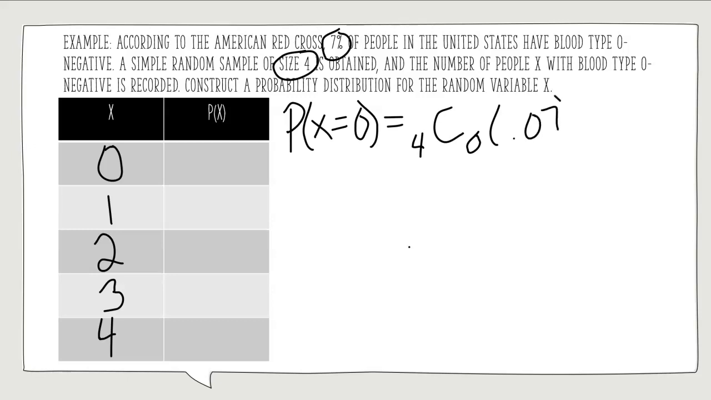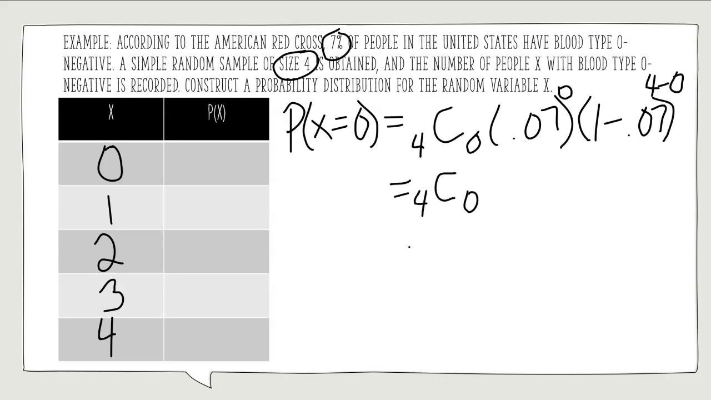0.07, and that would be raised to the x power. In this case, our x is 0. And then we would do 1 minus 0.07, raised to the n minus x, which is 4 minus 0. So we would do 4 choose 0, times 0.07 raised to the 0. Anything raised to 0 is 1. And then 1 minus 0.07 is 0.93. So 0.93 raised to the 4th power, okay?